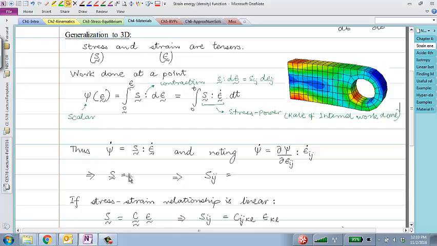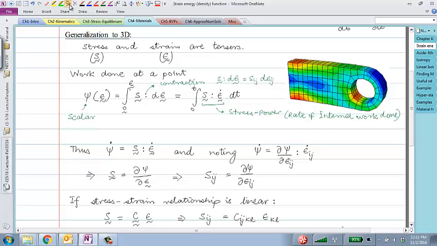So in the same analogy with the 1D case, the stress tensor would be the derivative of the scalar function phi with respect to the strain tensor. In terms of components, that simply means that each and every component of the stress tensor can be obtained by partial phi, partial epsilon ij.